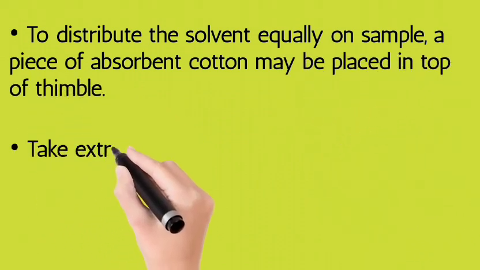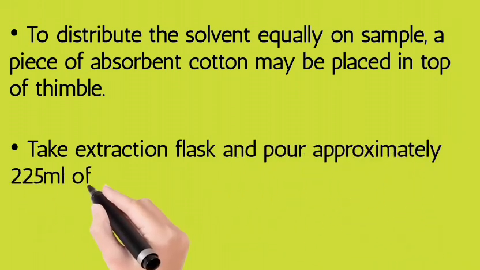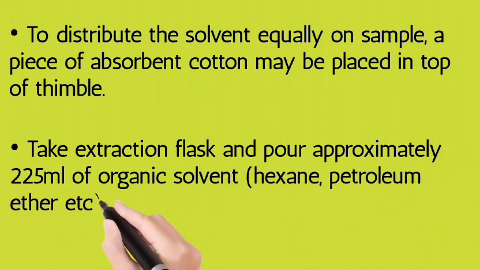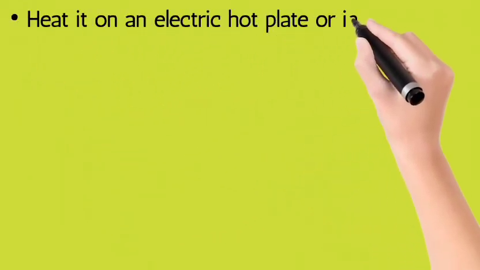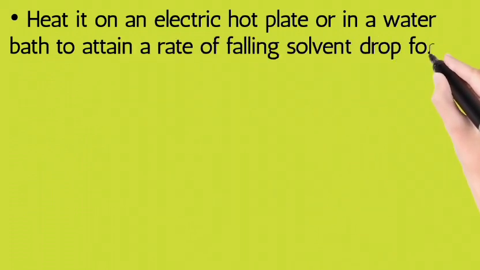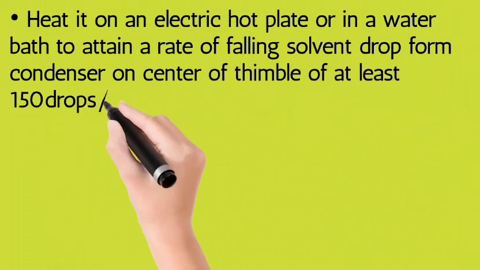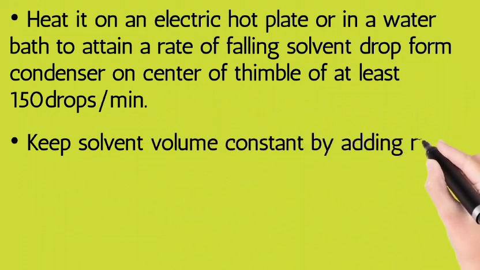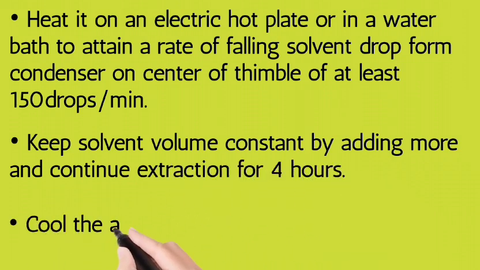Take an extraction flask and pour approximately 225 milliliters of organic solvent, hexane, petroleum ether, etc., in it. Heat it on an electric hot plate or in a water bath to attain a rate of falling solvent drops from the condenser on the center of the thimble of at least 150 drops minimum. Keep the solvent volume constant by adding more and continue extraction for 4 hours.